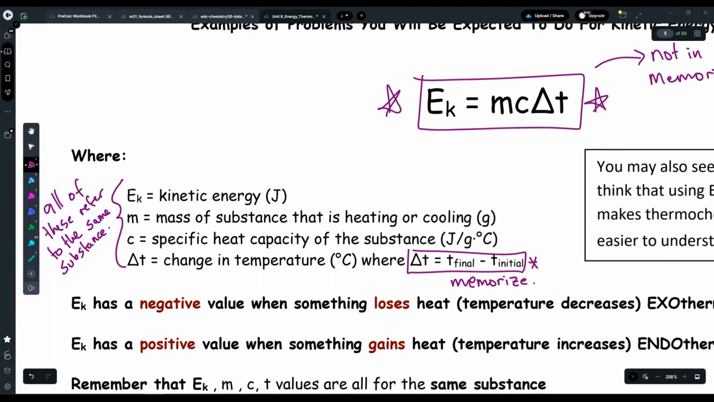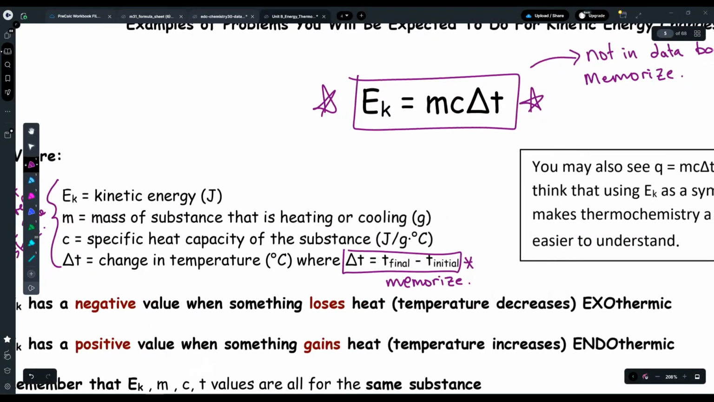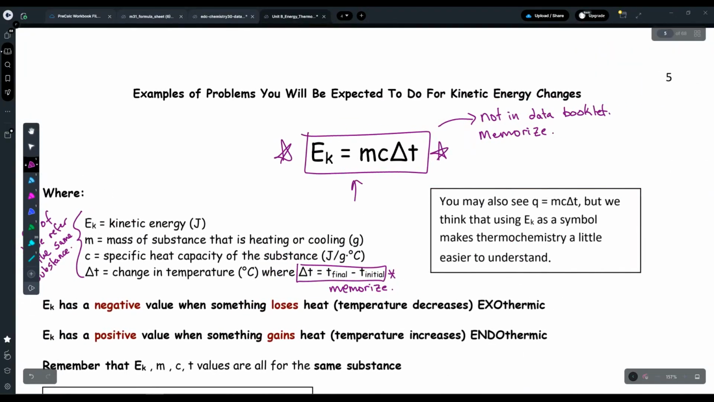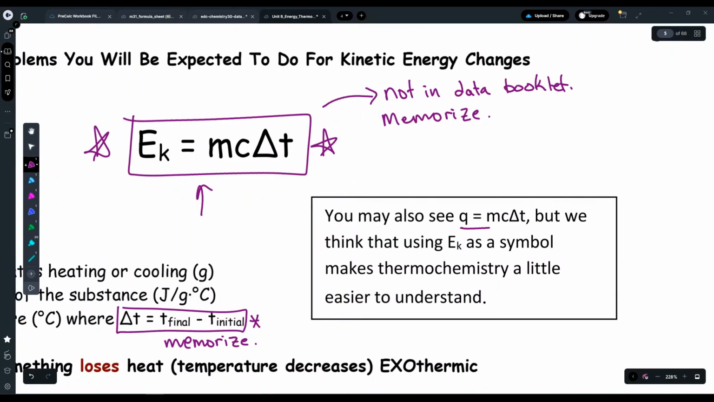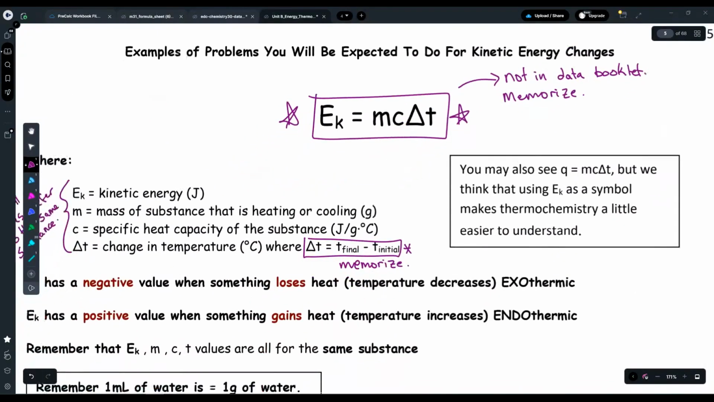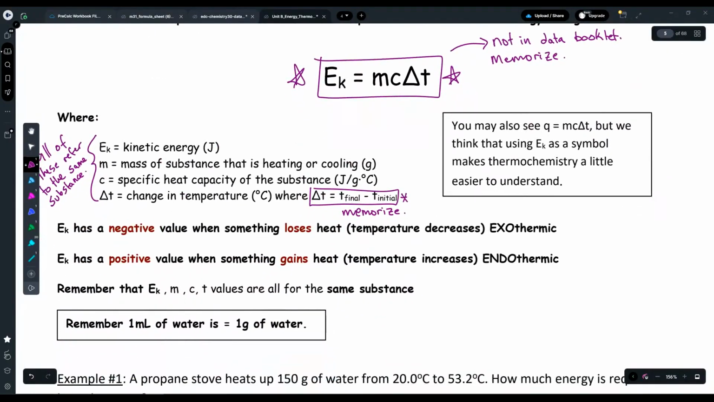Okay, so if you were trying to figure out the kinetic energy of water, okay, you would use the mass of water, the specific heat capacity of water, and the temperature change of water. Just as a heads up, for this formula, you may also see it as Q is equal to MC delta T, but just know that kinetic energy, EK, like both of these are the same formula. We're just using EK instead of Q. Okay, and that's just because it makes it a little bit easier to understand.